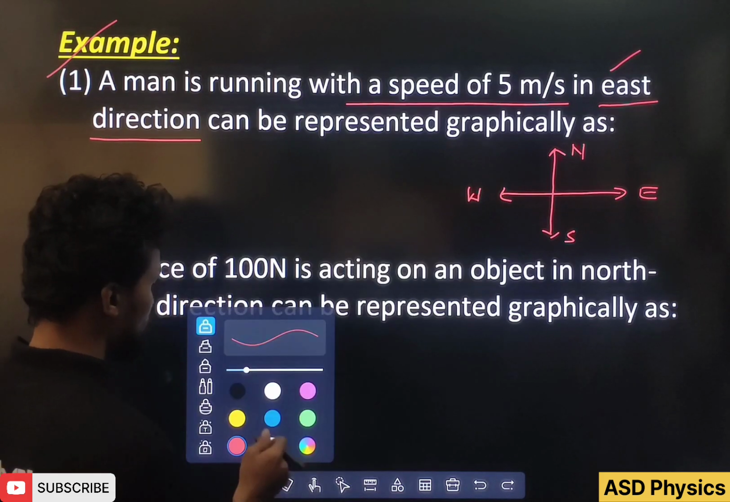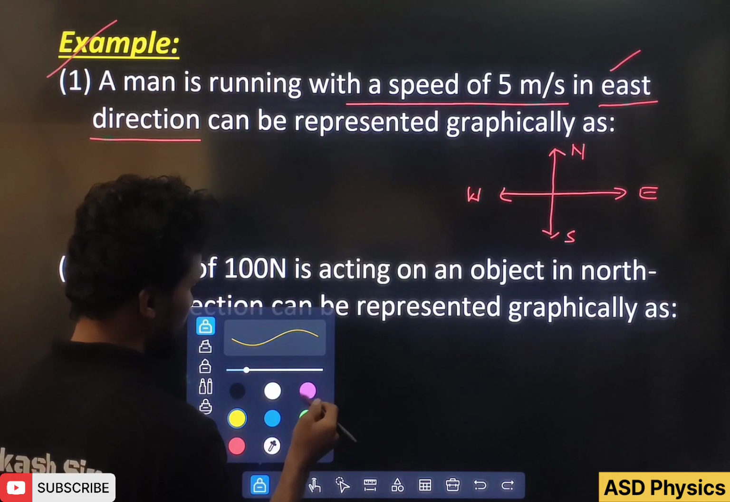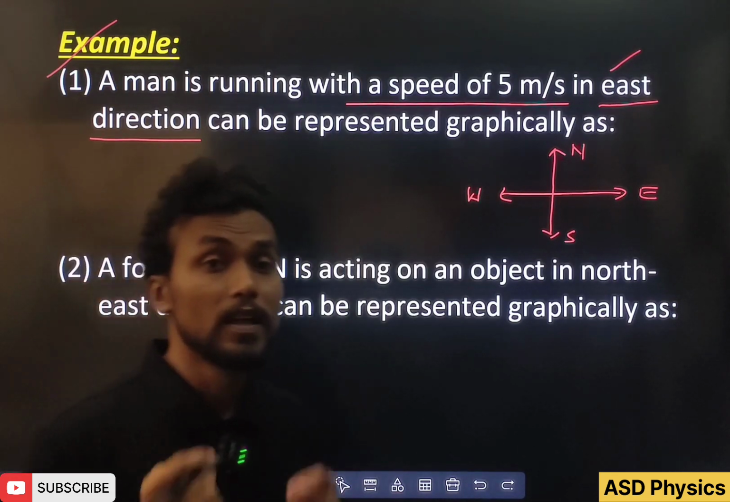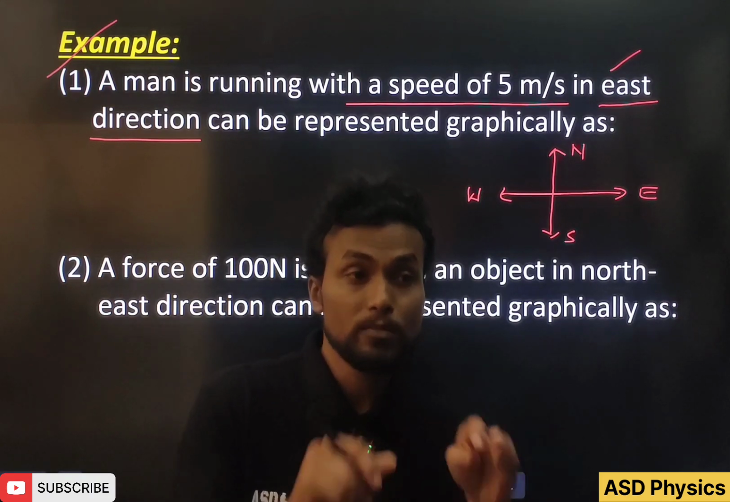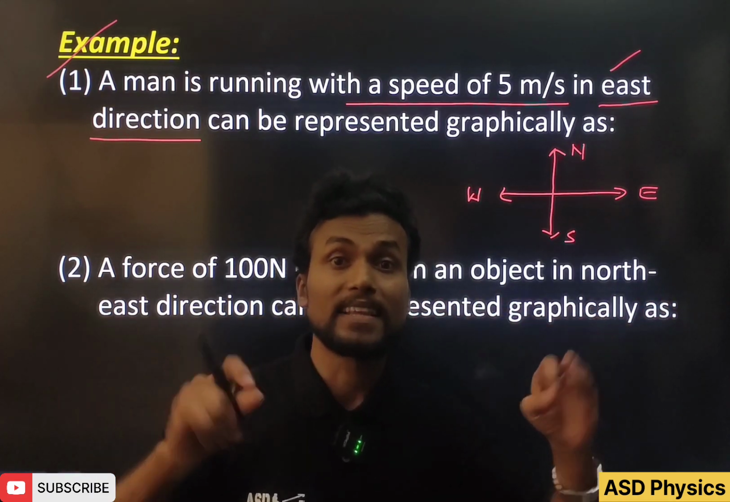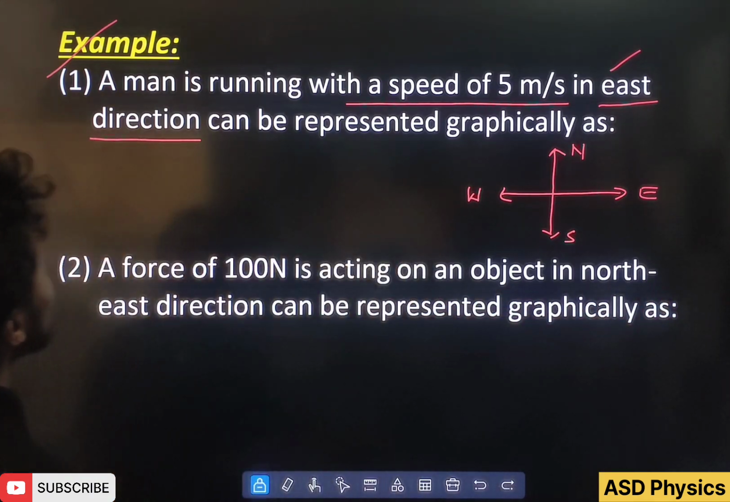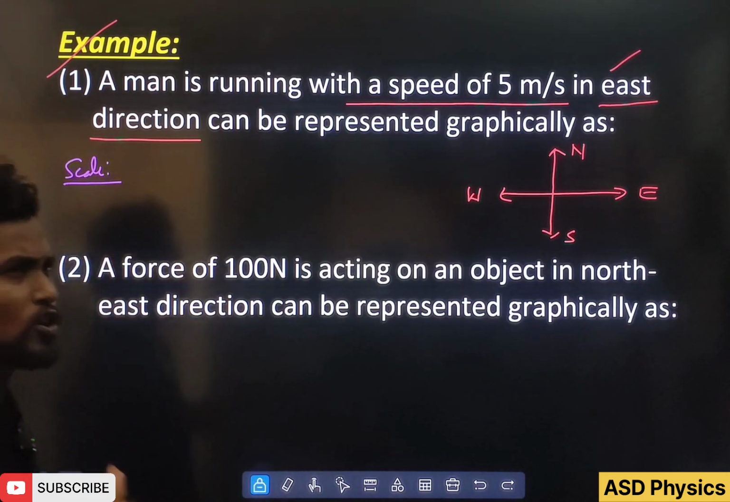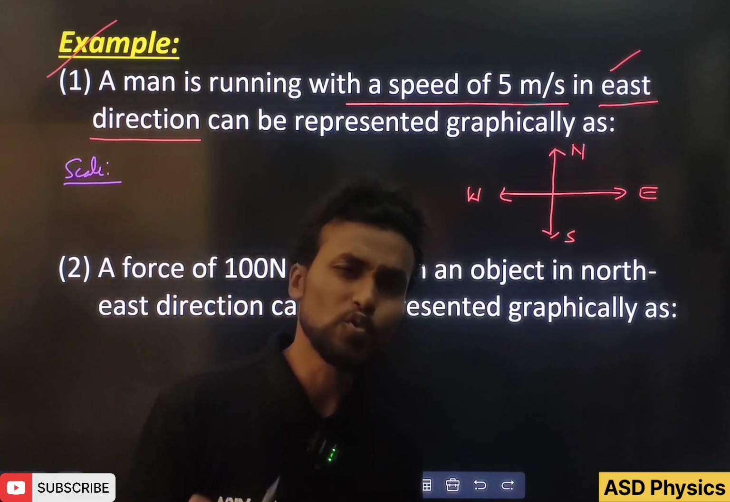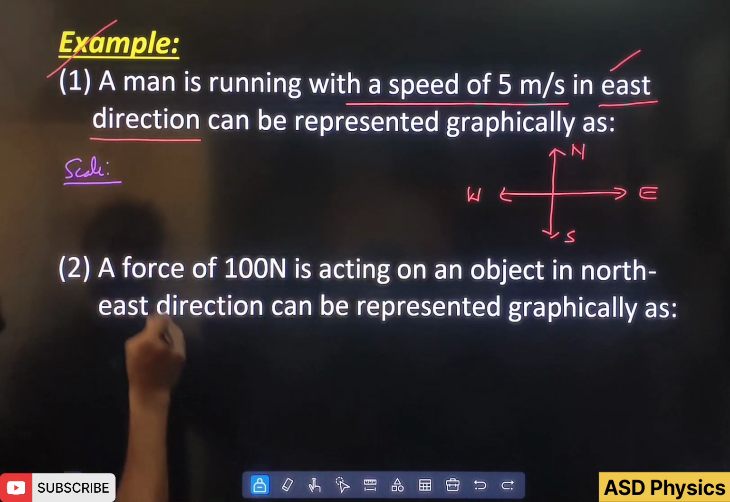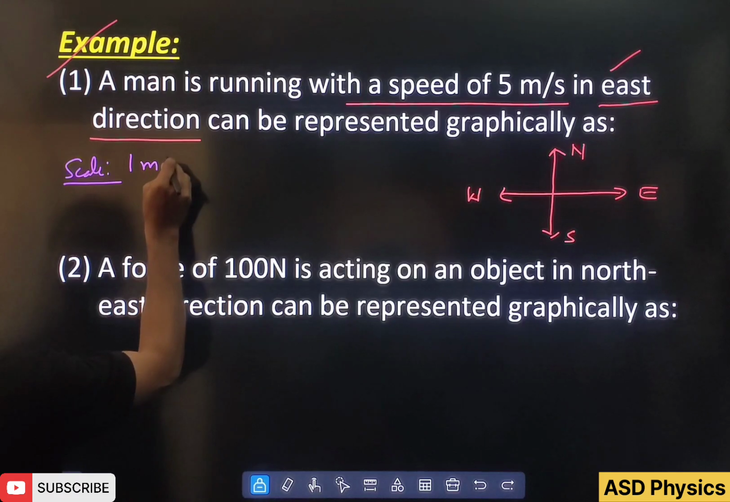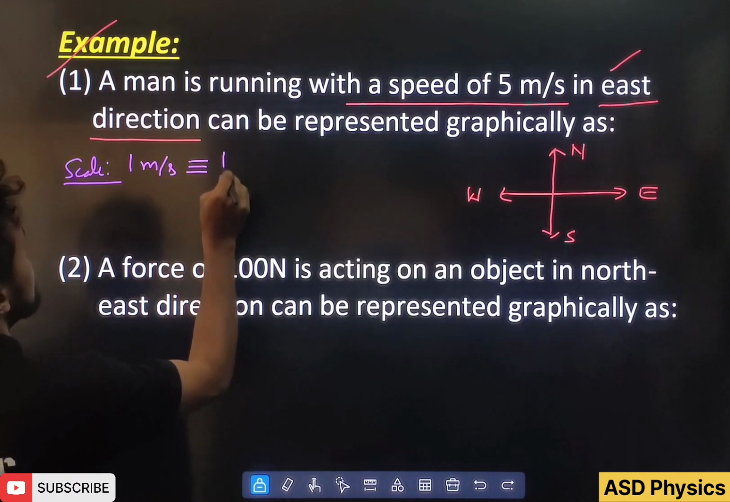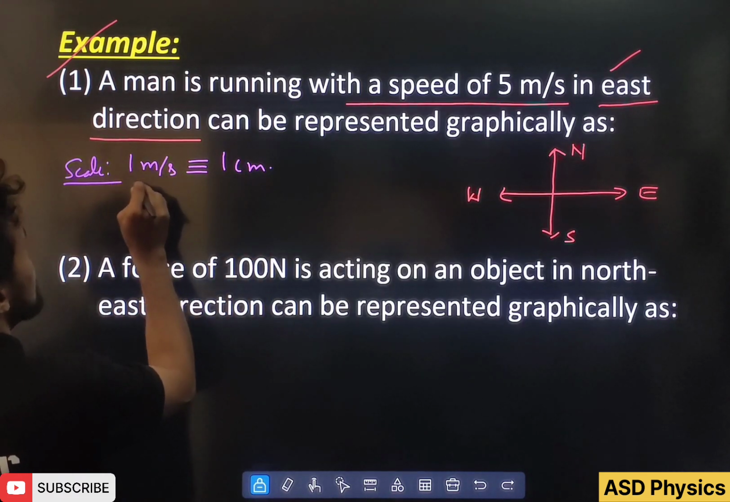Okay students, whenever we have to draw a vector, we need what? Magnitude and direction. Magnitude means length, the straight line, and direction means the arrowhead. So in which direction, students? East direction, 5 meters per second. Here we have to take one scale. The scale should not be too small, and it should not be too large. Let's take, for example, 1 meter per second equivalent to how much? 1 centimeter.